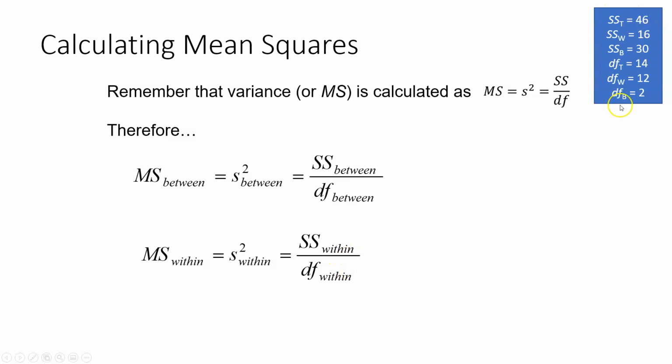I've listed up here all the things we previously computed in our first 6 steps. So you should be able to take SS between 30 and divide it by the degrees of freedom between 2 and yield a mean squares between, or variance between, of 15. In order to get the MS within, you should take the sum of squares within, 16, and divide it by the degrees of freedom within, 12. You should find that that mean squares within, or variance within, is 1.33.